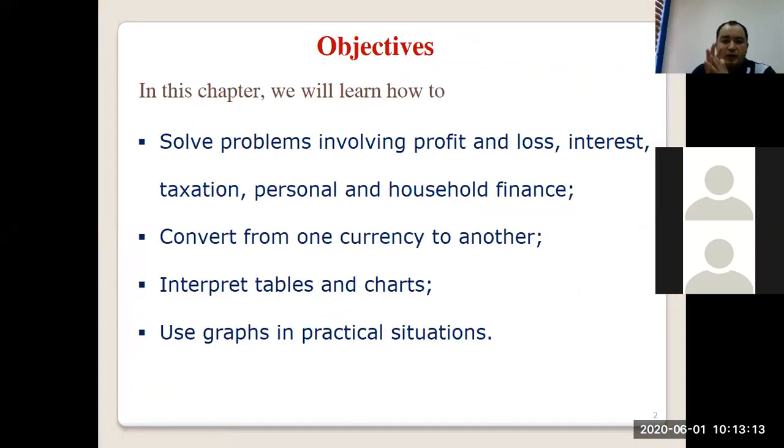We already did problems about profit and loss, simple interest, compound interest. And today we're going to talk about two things, maybe three things. Number one is currency, convert from one currency to another one. That is money exchange. The second one is taxation, the system of taxing people. And if we have time, we'll talk about personal and household finance.